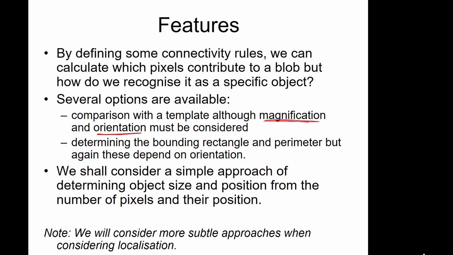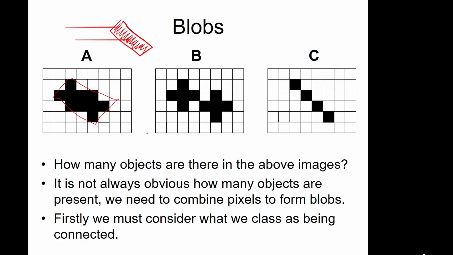A potentially easier way of doing it is enclosing it in a specific shape, for example, a bounding rectangle and perimeter. So again, rather than trying to match this object with this template, what we could do is draw a rectangle around it and then measure the perimeter of that rectangle and say, okay, our object is defined by this perimeter size. So it's a slightly easier way, and orientation doesn't matter in this case.